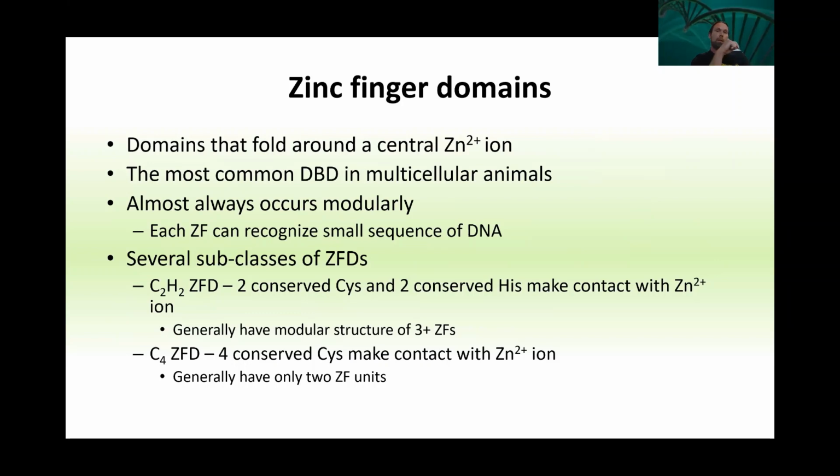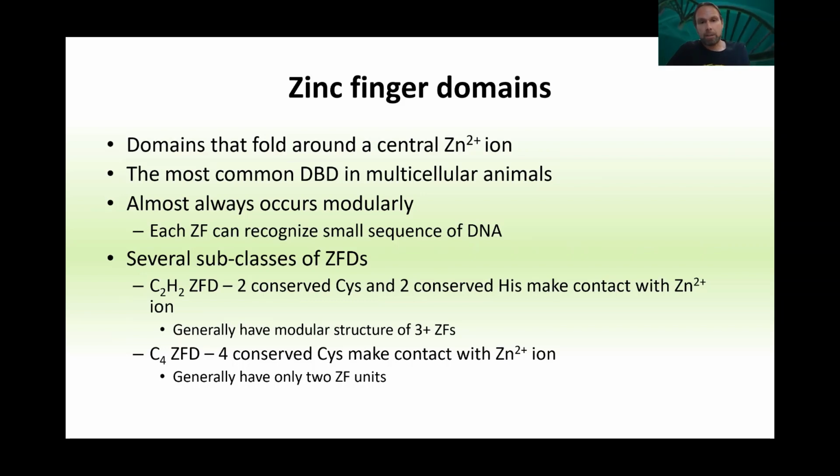The most common DNA binding domain in the metazoans, the multicellular animals, is called the zinc finger domain. As the regions of the protein interact around a centrally located zinc ion, a metal, this is one of the reasons you have to get zinc in your diet, for these things to work. Once the protein forms around the zinc ion, they form little fingers that start sticking up. And those fingers are going to interact with the DNA.